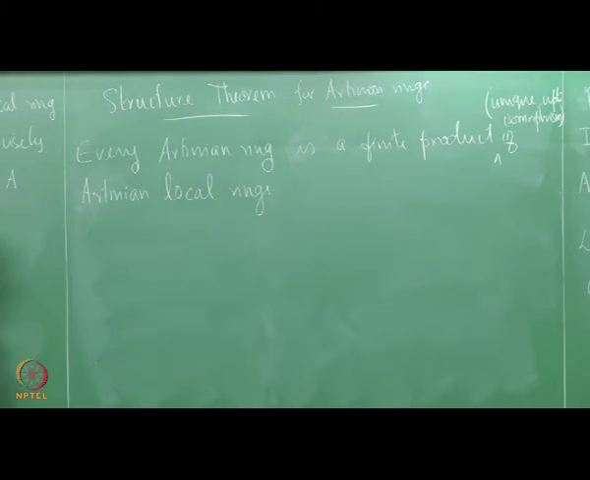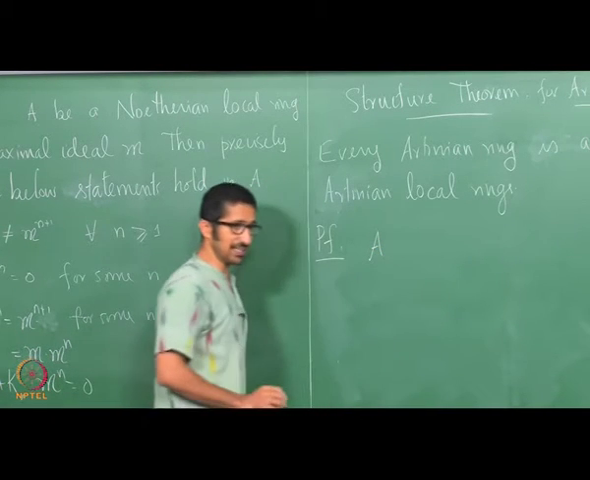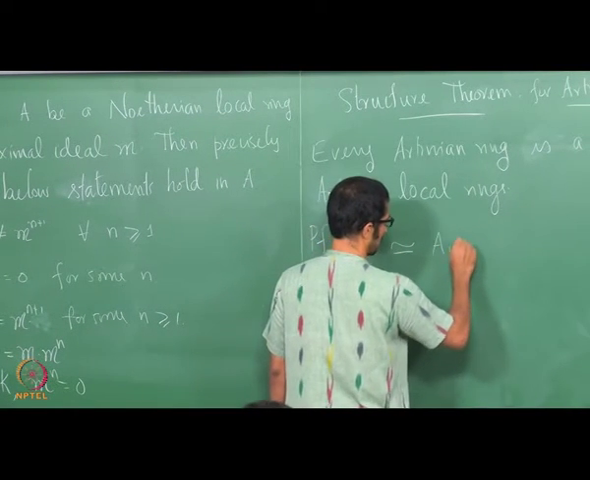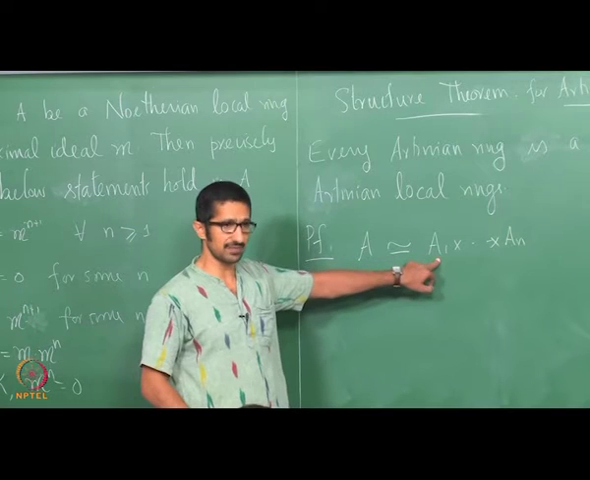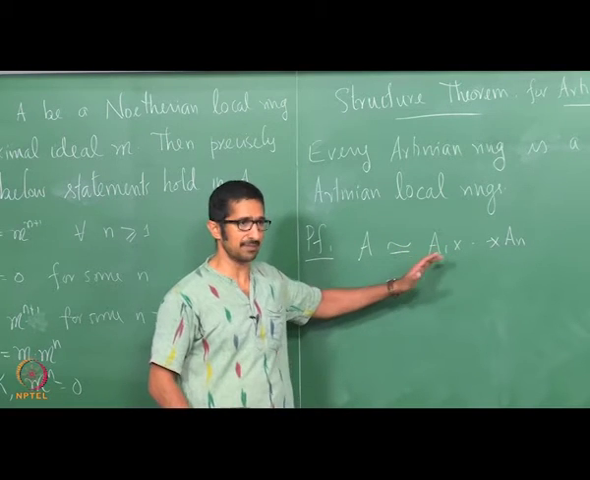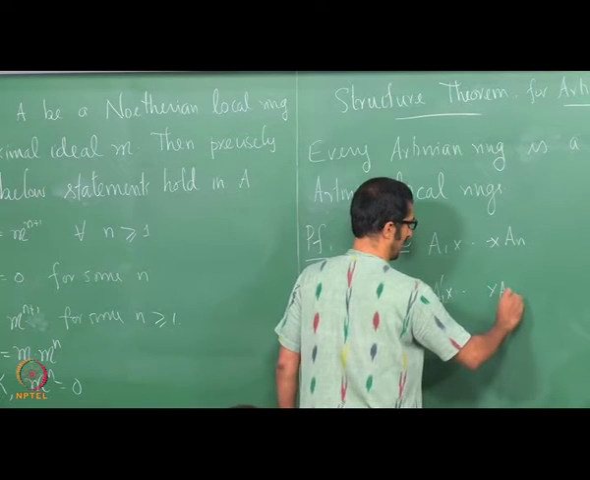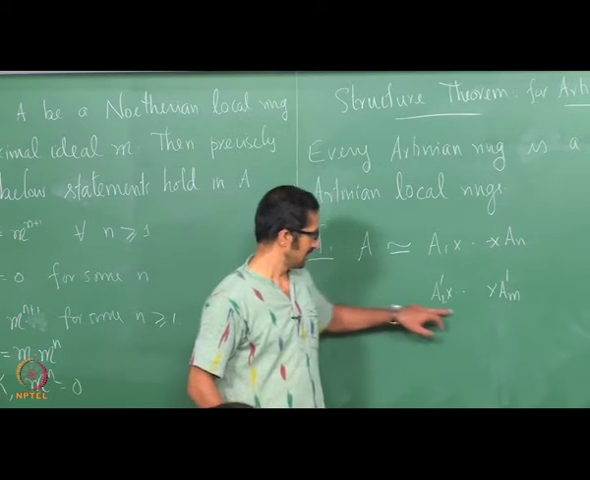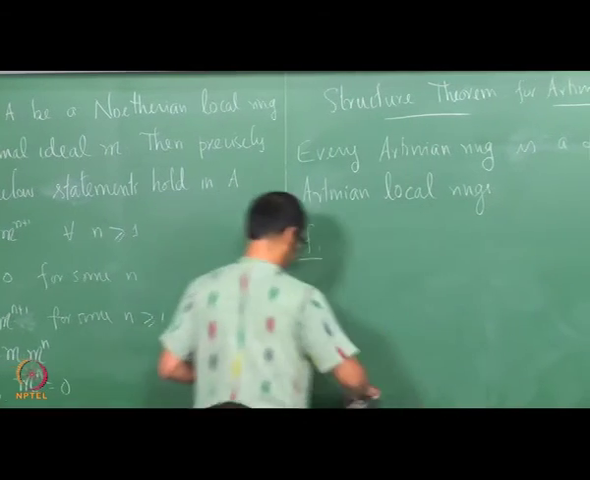What does that mean? What we are saying is that if I take an Artinian ring A, then I can write this A as A1 cross up to An, where each Ai is an Artinian local ring and each Ai is uniquely determined up to isomorphism. That means if I have some A1 prime cross up to Am prime, then m is equal to n and Ai is isomorphic to some Aj. So, how do you prove this?